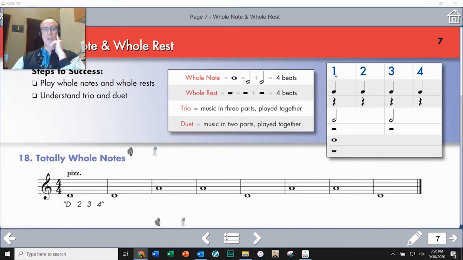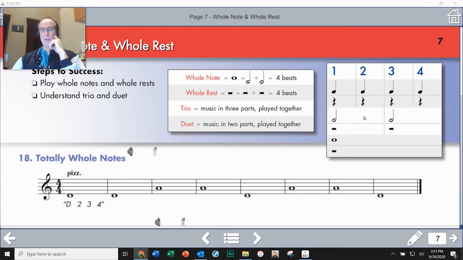Notice at the top, we still have the counting system 1, 2, 3, 4. That's the beat pattern of the songs that we've been doing so far. That's called the time signature. A 4/4 time signature means we're counting in groups of 4. Notice a quarter note. There's a quarter note on each beat. A quarter note rest also goes with each beat.